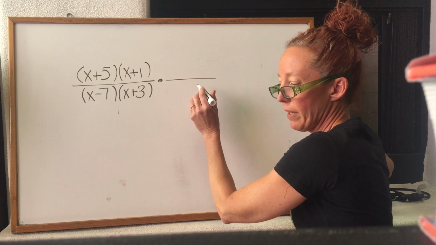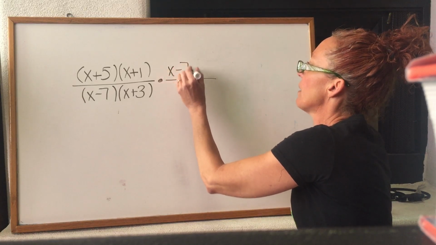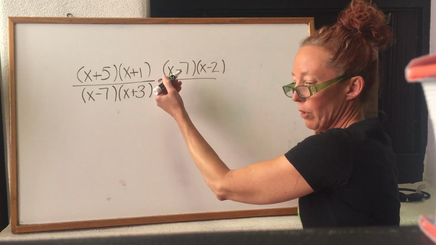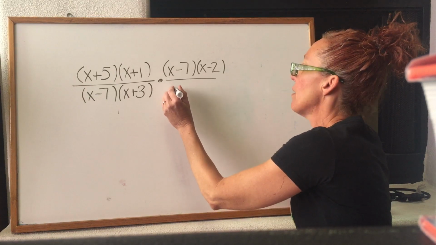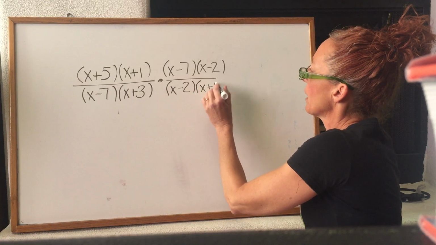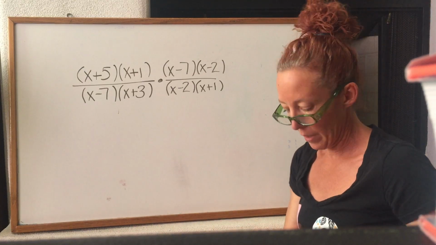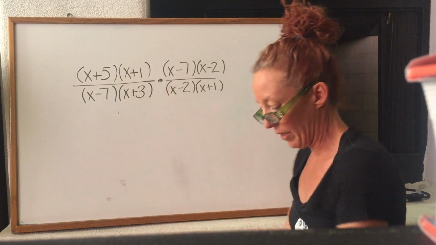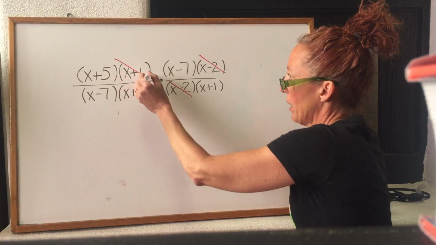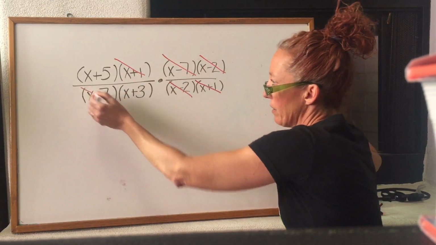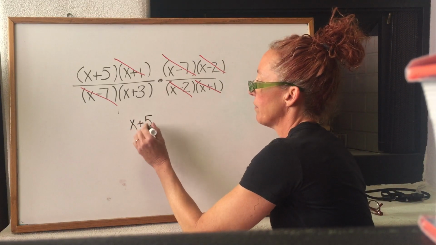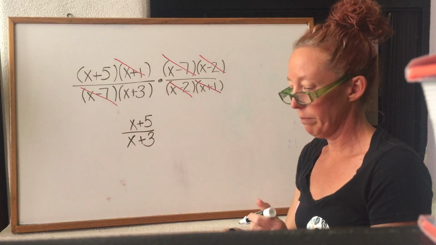So 2 numbers that multiply to 14 and add up to 9, x minus 7 and x minus 2. And then the bottom, which I'm looking at, it looks like it's the numerator, but I flipped it down. So I need to multiply to a negative 2 but add up to a negative 1, and so I have that right there. So you can cancel anything on the top with anything on the bottom. So my x minus 2's cancel, my x plus 1's cancel, my x minus 7's cancel. So my final answer is x plus 5 over x plus 3.